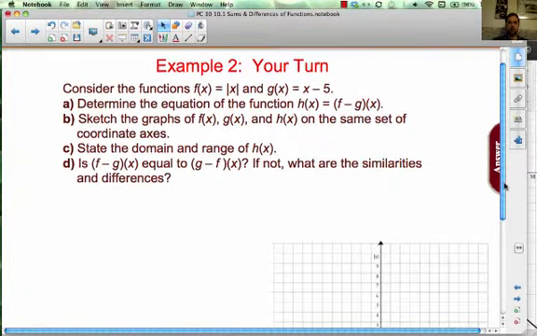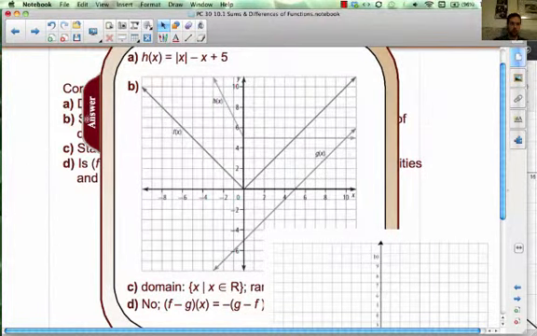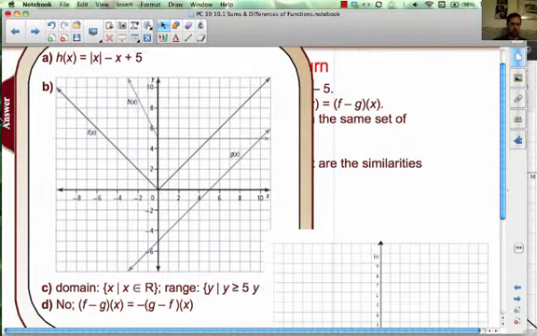So here's your turn number 2. So take a look, pause the video, give it a try. Of course, as usual, the answers will be there when you get back. Okay, this is a big one, barely fits on the page here. There you go.